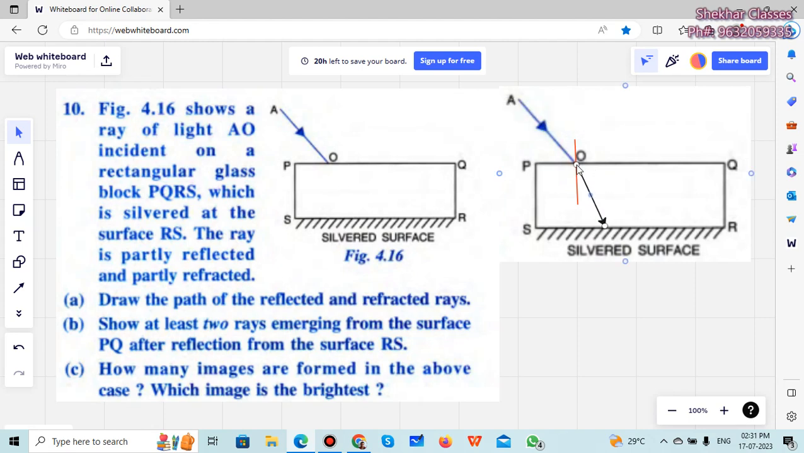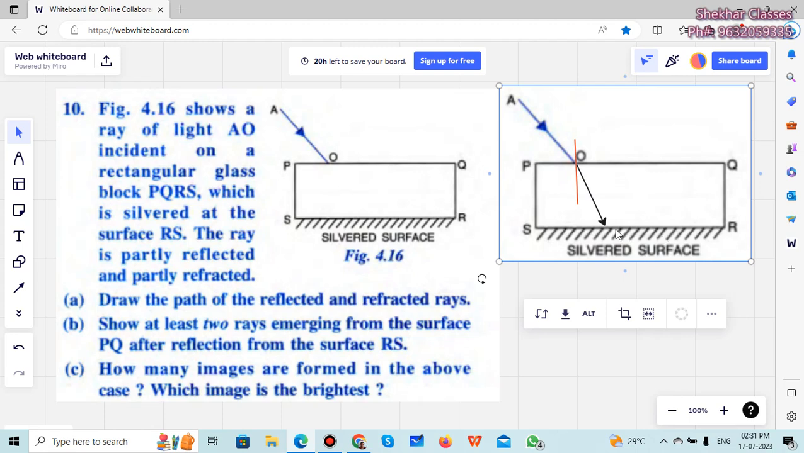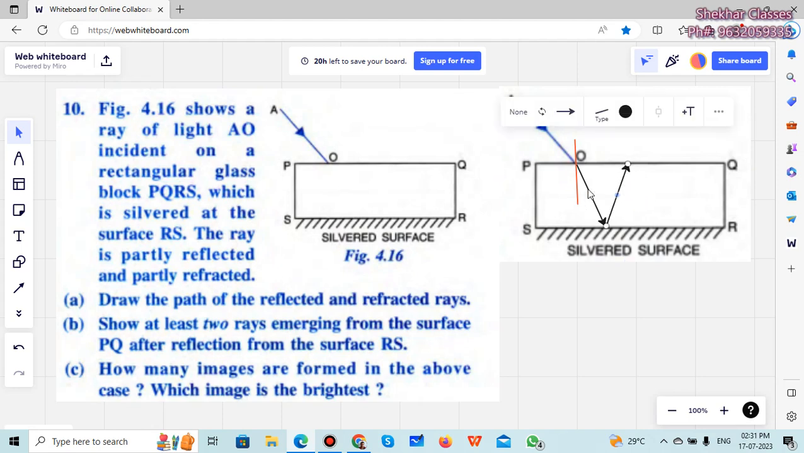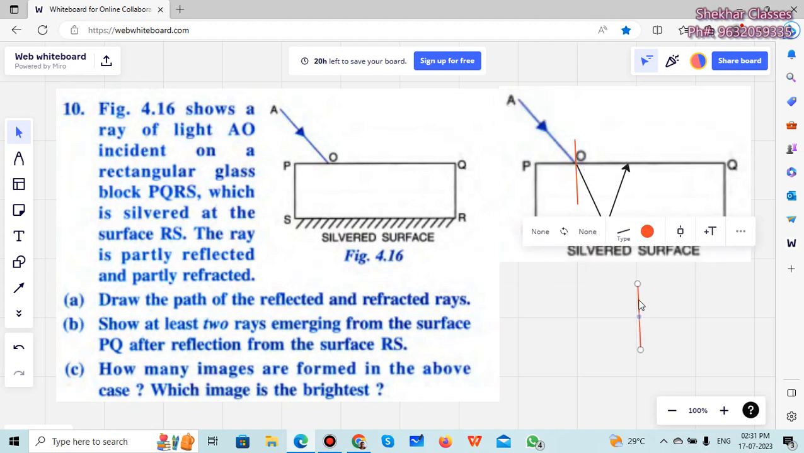Fine. It will refract, bending towards the normal. And after it has come here, again it will reflect back. Because this is the mirror, it will reflect back from here, making the same angle. So I have to draw it making the same angle here, and again I have to draw a normal. So I'll draw a normal here. Fine.